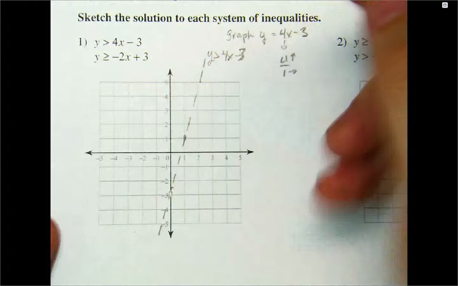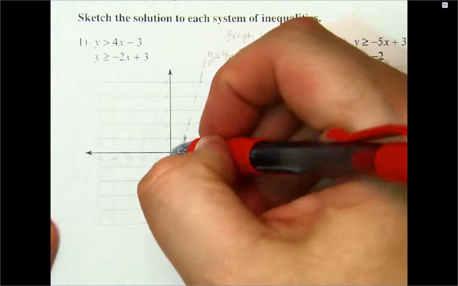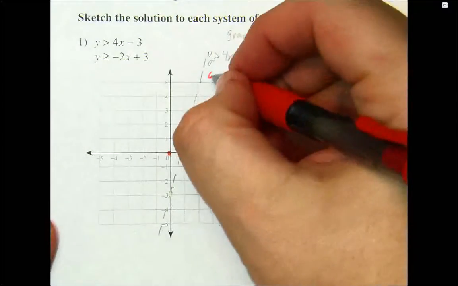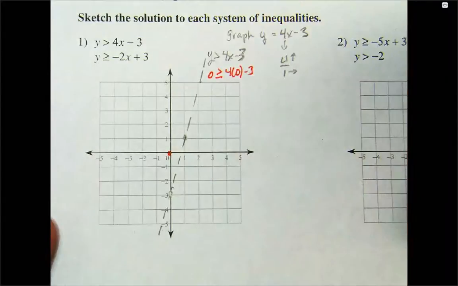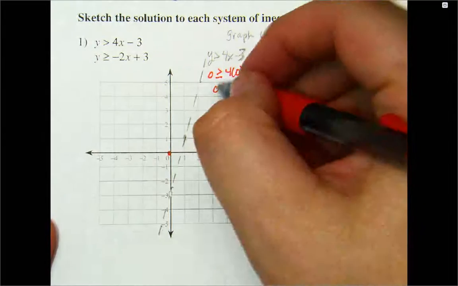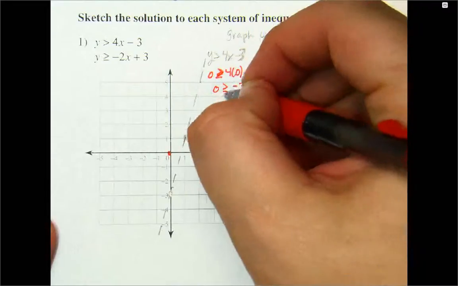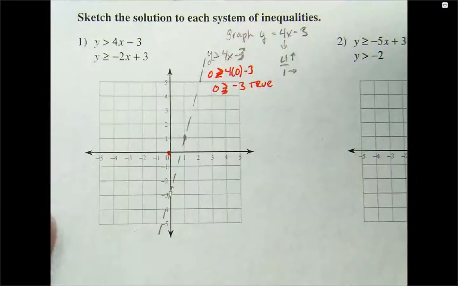Now, what test point can I use? 0, 0 as a test point. Okay, so I can use 0, 0. So I'll get 0 is greater than or equal to 4 times 0 minus 3. So 0 is greater than or equal to negative 3. Is that true or false? Or greater than? Alright, so it's true.